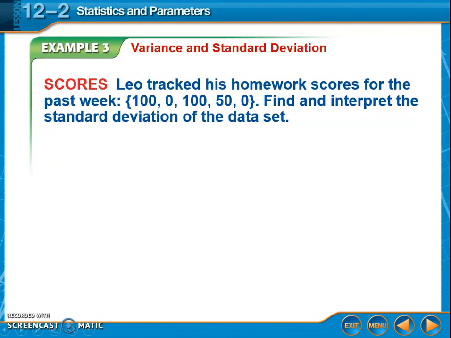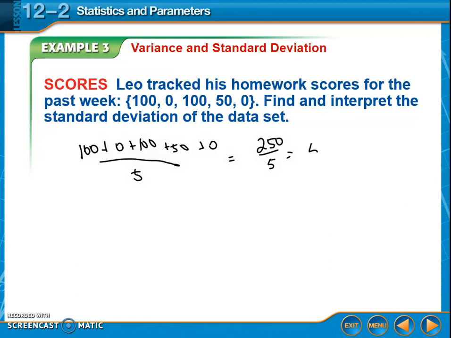Let's do example 3. Leo tracked his homework scores for the past week, and they were this. Find and interpret the standard deviation. All right, so in order to find standard deviation, we want to find the average. So we're going to take 100 plus 0 plus 100 plus 50 plus 0, and we get the total of 5 numbers. So we're going to divide by 5, and so it's 250 over 5, which is going to be 50. So his average is 50.